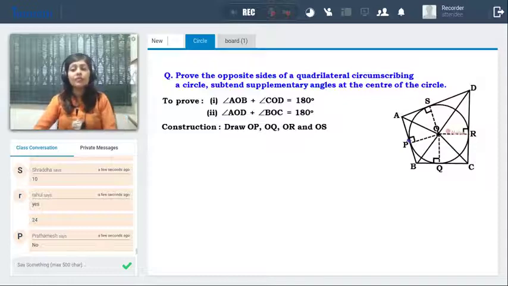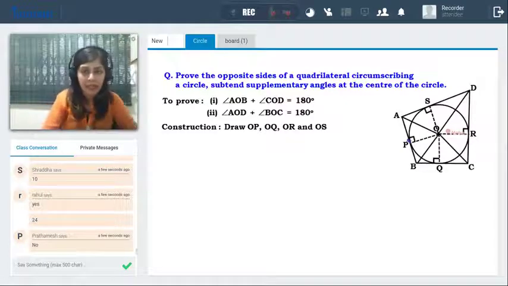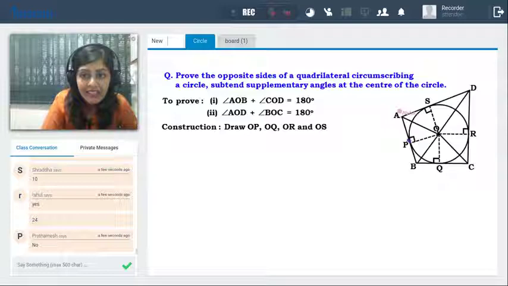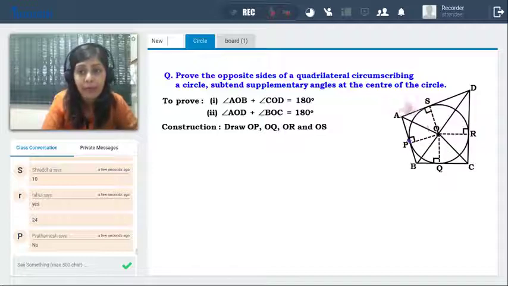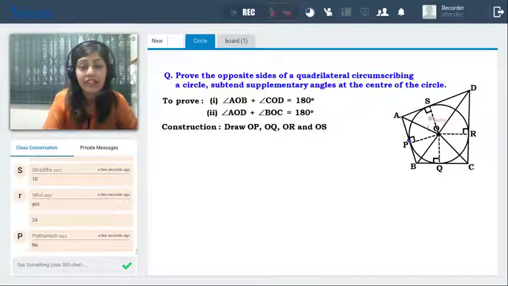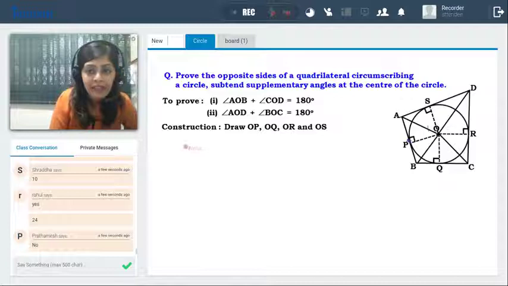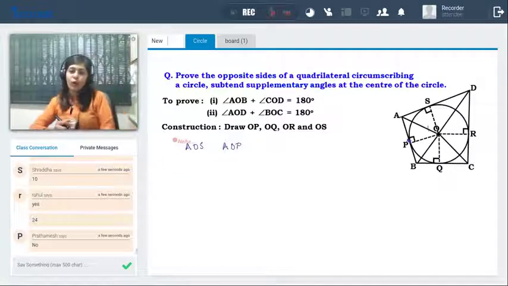Now, how do we prove this? We have already seen such kinds of sums. Whenever from an external point, you have two tangents to the circle. Pay attention now. From an external point, two tangents we have. Which two triangles? Let me quickly name the triangles. AOS and AOP. Triangle AOS and AOP.